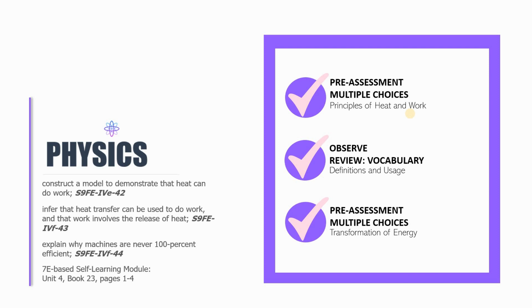Now, in this session, what we are working on are actually these three learning competencies. The first one being capable of constructing a model to demonstrate that heat can do work. Second one naman is to infer that heat transfer can be used to do work and that work involves the release of heat. And then the last learning competency is for you to be capable of explaining why machines are never 100% efficient.